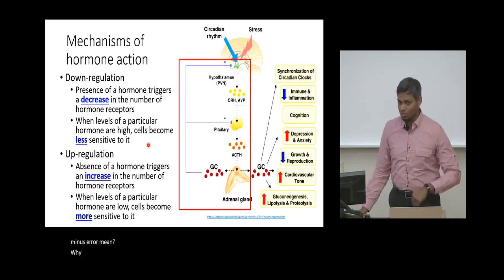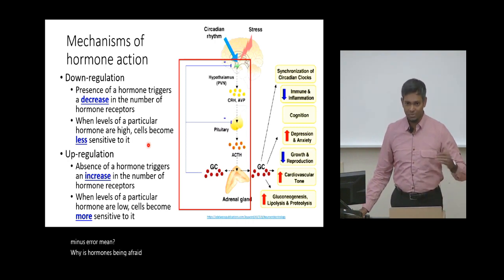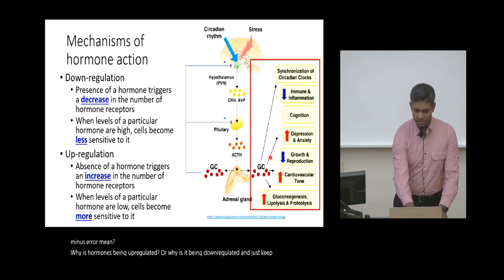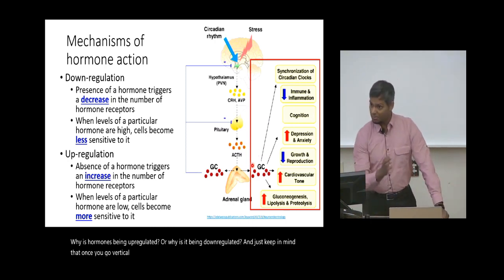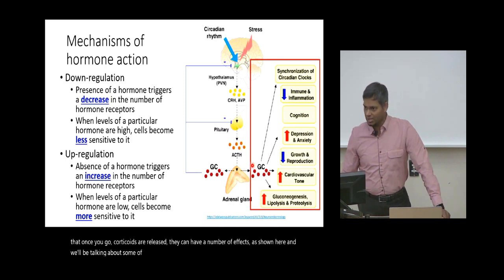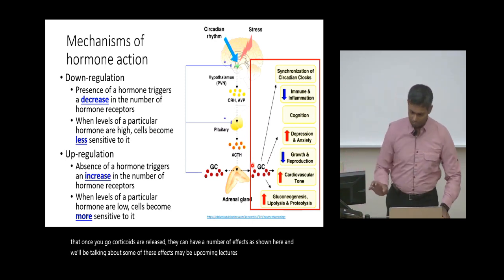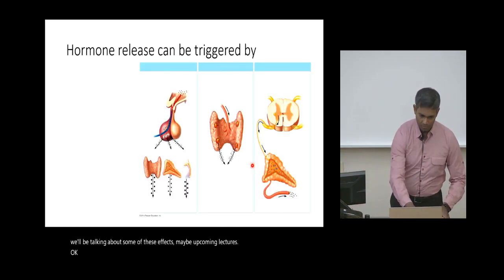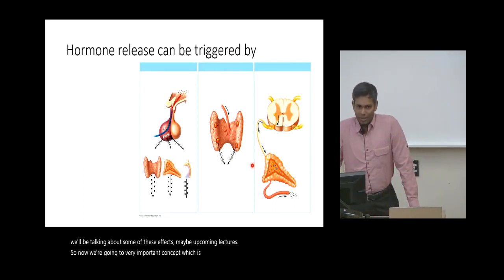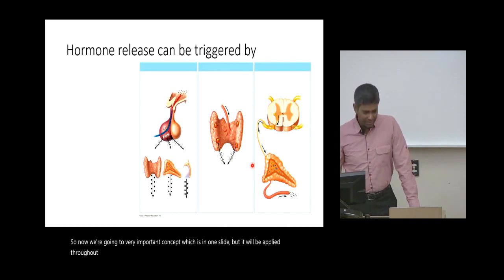Why is the hormone being upregulated, or why is it being downregulated? And just keep in mind that once glucocorticoids are released, they can have a number of effects as shown here, and we'll be talking about some of these effects in the upcoming lectures. Okay, so now we go on to a very important concept, which is in one slide but will be applied throughout all the hormones we discussed, right?